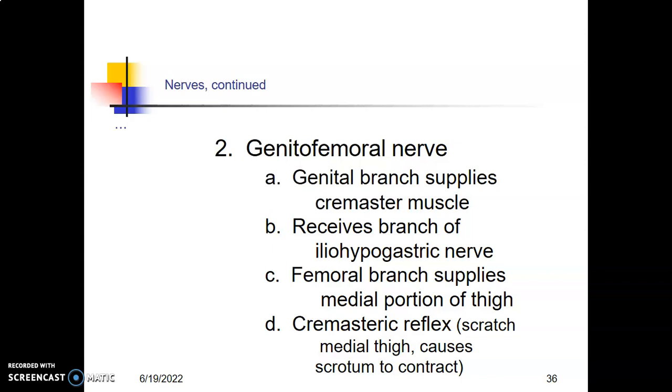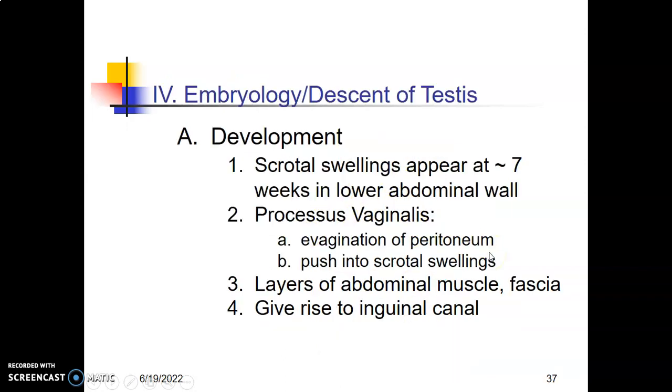So we have what you call the cremasteric reflex. The cremasteric reflex is elicited when you scratch the medial aspect of the thigh. What happens? The femoral branch of the genitofemoral nerve will carry that sensory information, then it will communicate with the genital branch of the genitofemoral, causing the cremasteric muscle to contract, leading to the scrotum elevating. So that's your cremasteric reflex, where the femoral branch of the genitofemoral is activated when you touch the medial portion of the thigh. Then it communicates with the genital branch to cause the cremasteric muscle to contract.